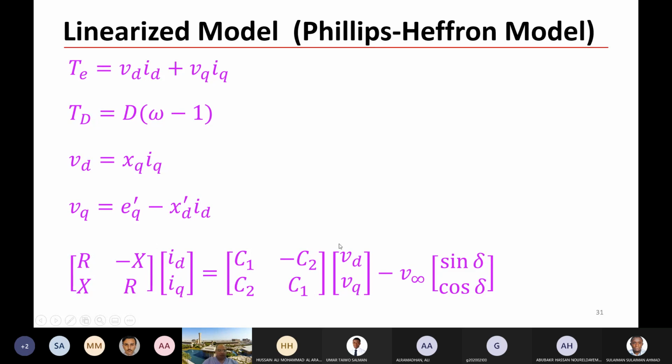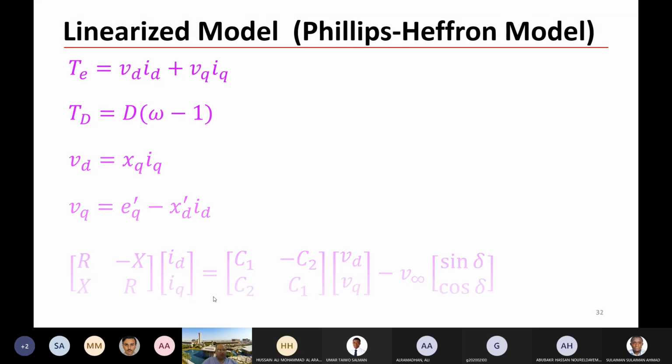So this is a very important equation, by the way, especially for time domain simulation, when you need to update the current value at each time step. So in order to find the VD and the VQ, and if you find the VD, VQ, then you can have this. So these are the algebraic equations.